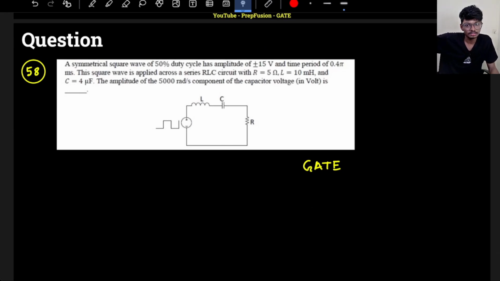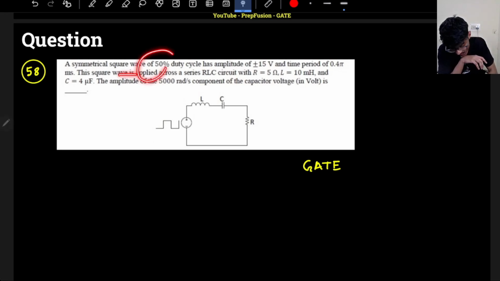Now another very good question that came in GATE. This is a very great question. Here we have a symmetrical square waveform of 50% duty cycle. Trust me, no educator in network theory will take this question, and no educator in power electronics will take it. The power electronics person will say this is a network theory question, and the network theory educator will say it is a power electronics question. No one will take this question.